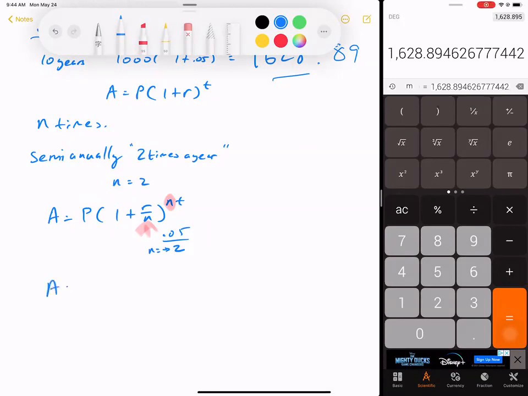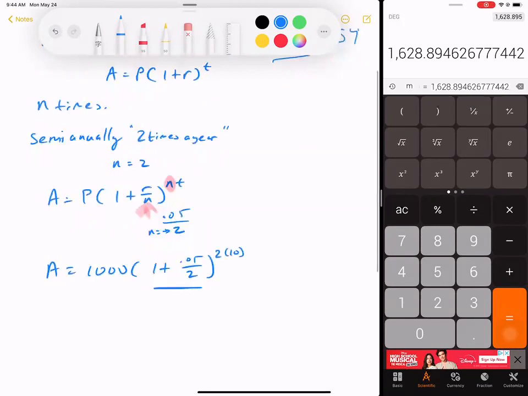So A is equal to 1,000 times 1 plus 0.05 over 2 to the 2 times 10. Now, for simplicity's sake, when I'm typing this in the calculator, sometimes you don't want to break this apart because this is kind of hard, especially the decimal values. You don't want to lose any decimals because sometimes the decimals can be really weird. But you can make this easy by calling this 20 on top. 2 times 10 is 20, right? So let's go ahead and type this in my calculator.